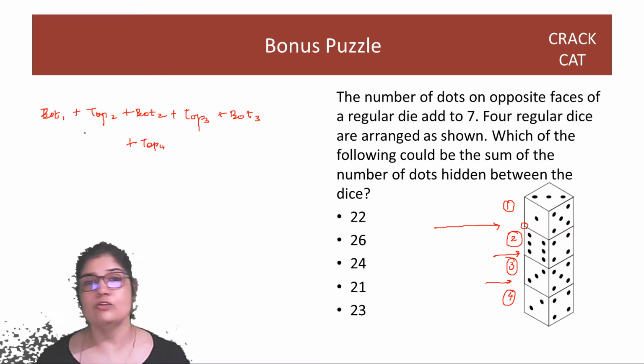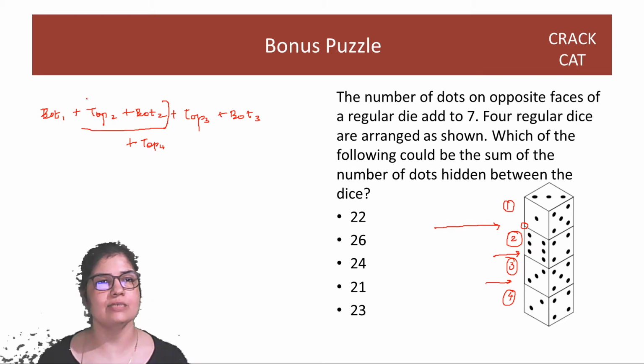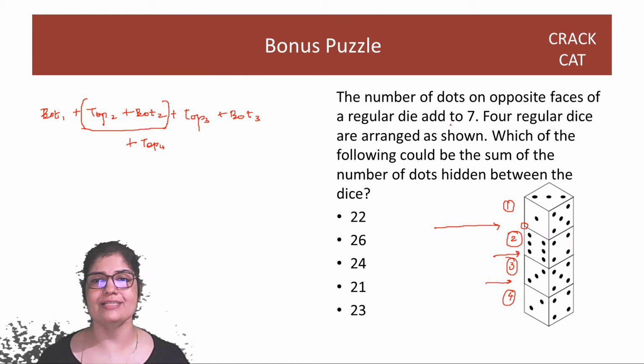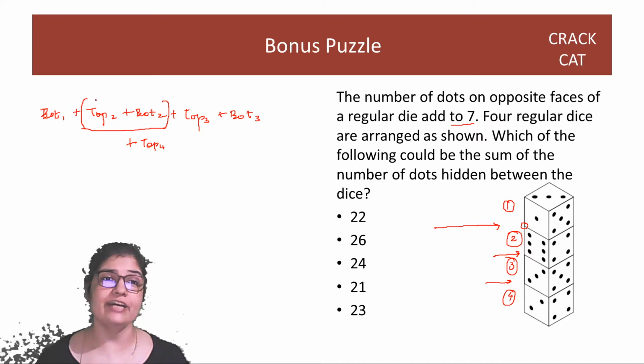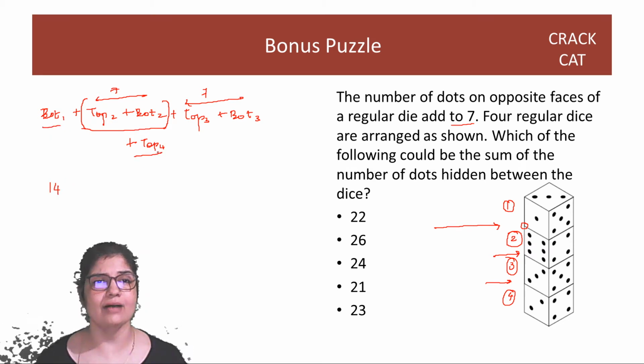So ideally you should be finding all numbers, but you know how I feel about such things. We don't have the time. So let's see how we can shorten some of the things, how we can make some things quicker. They're already telling us that opposite faces add up to 7. So even the top and the bottom of the same dice should add up to 7. So this is 7, definitely. These two will add up to 7. So I don't care what the numbers are. I need the addition. So 7 plus 7, you have 14 already fixed. Now I need to add these two numbers to find the answer.